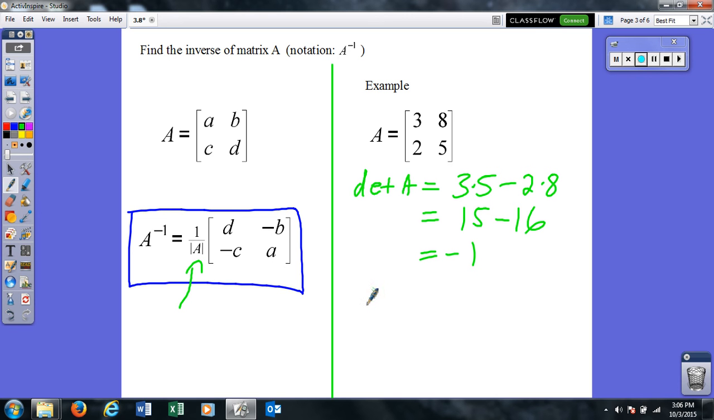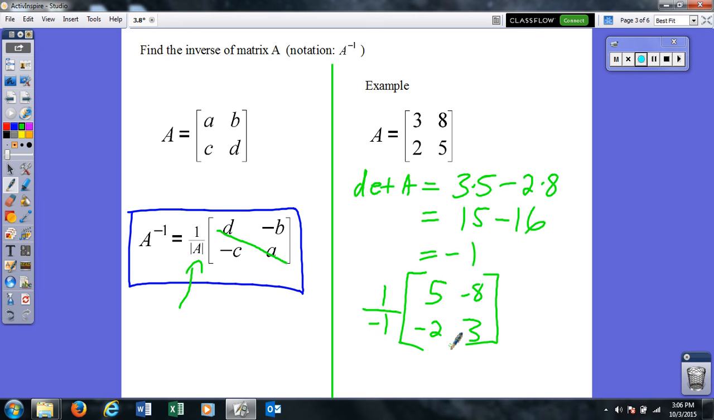All right, so we're going to do 1 divided by the determinant of A, and that's a scalar out front of this matrix where we switch the downward diagonal. So we're going to take the 3 and 5 and switch them around. And then we make negative, or I guess switch the sign of the other two. So this is going to become negative 2 and negative 8.